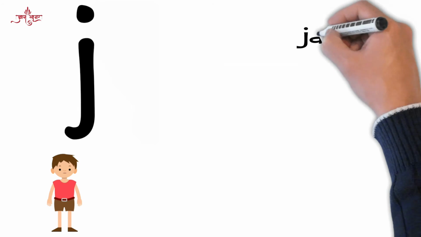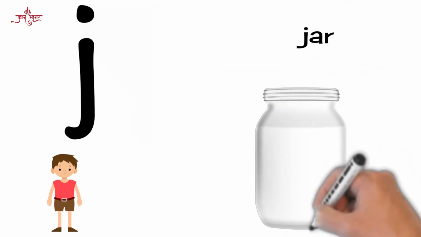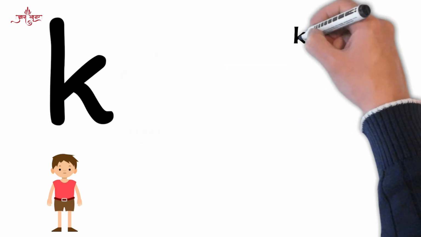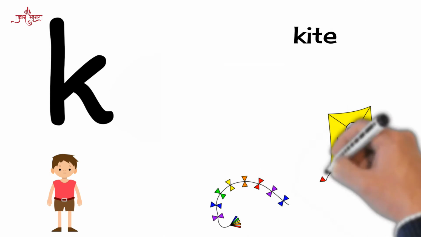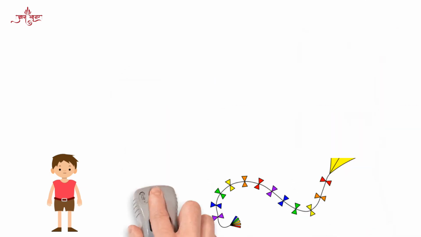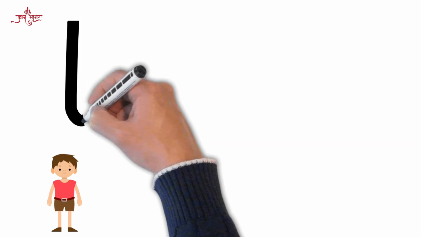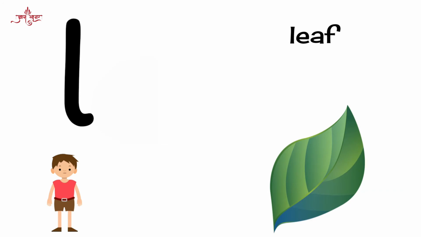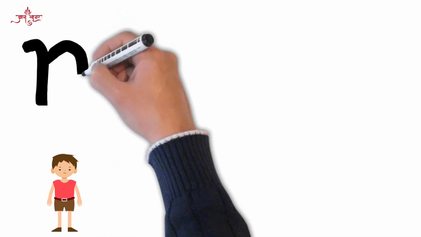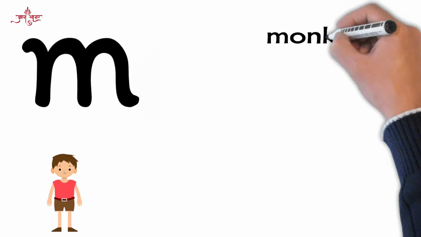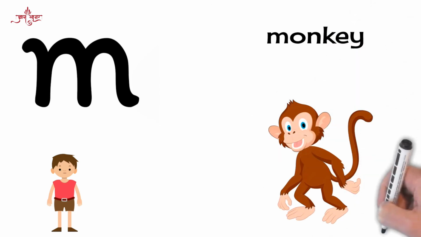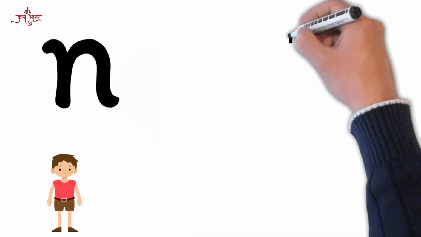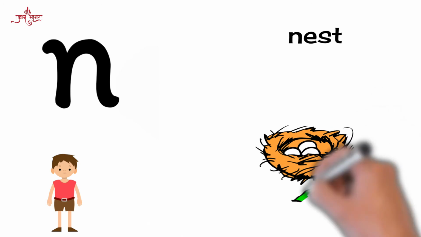J for jar. K for kite. L for leaf. M for monkey. N for nest.